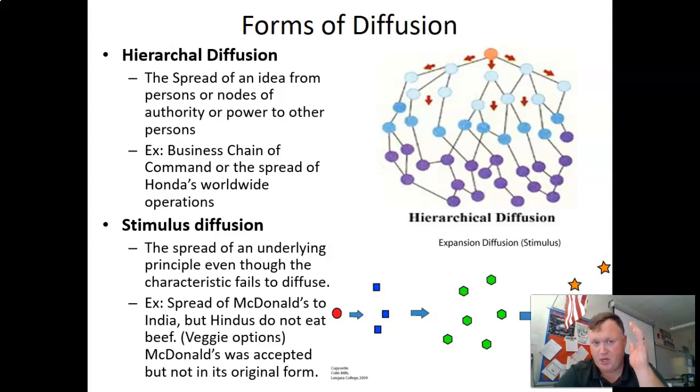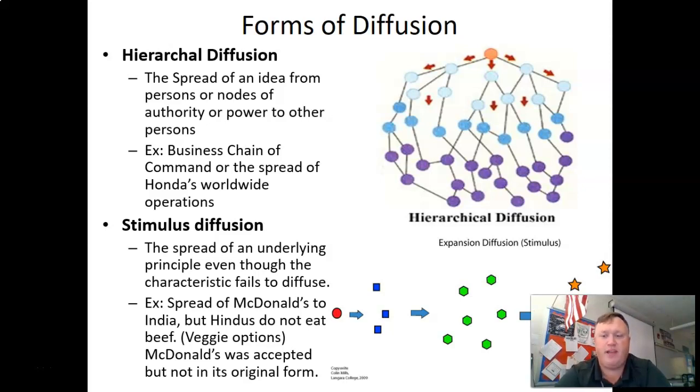Almost every business model takes that on through this procedure. The next one is stimulus diffusion, which is the spread of an underlying principle, even though the characteristic fails to diffuse. You can see it in the image down at the bottom.